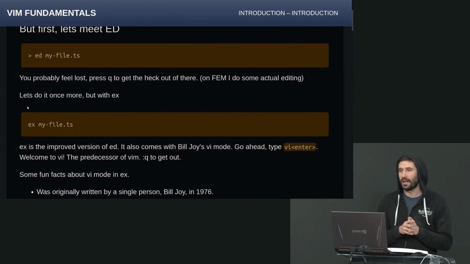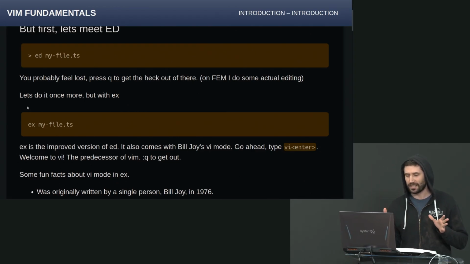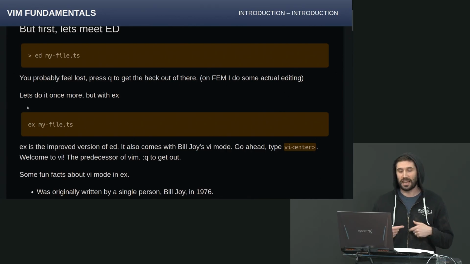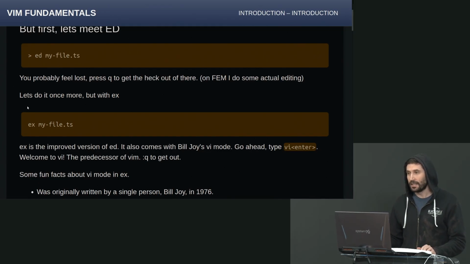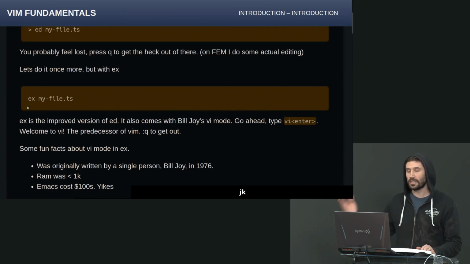So Ed, during that time, about 1974, or 1976, a guy named Bill Joy decided he's going to write something that's a little bit better. And he writes visual mode, which becomes known as VI. And VI is effectively where Vim comes from. And so he wrote this a long time ago.